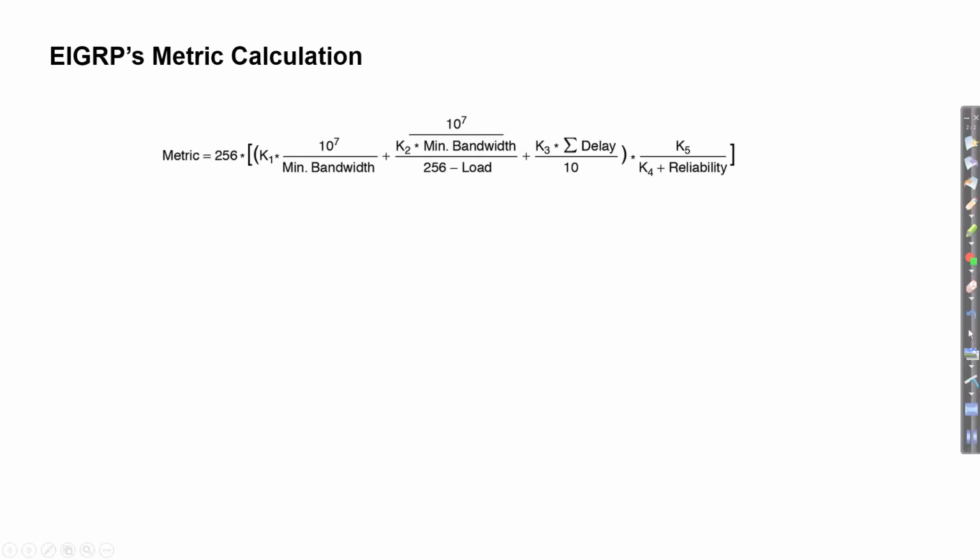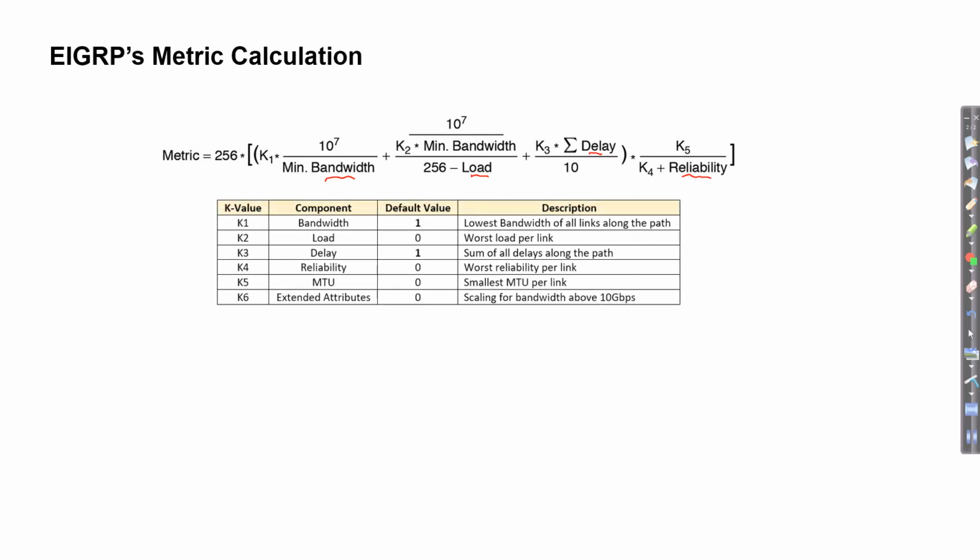Prior to diving too deep into the topology table, I'd like to go over the EIGRP metric calculation formula. That metric calculation is this complex formula here. To behave like a link state routing protocol, EIGRP uses variables such as bandwidth, load, delay, and reliability, but those variables can be activated or deactivated with the K-values, and I have a table here so we can go over them. First on the table is K1, which represents the bandwidth, and EIGRP will use the lowest bandwidth along all links.